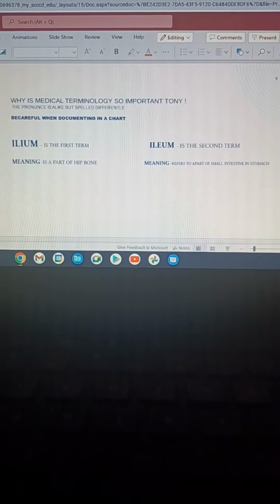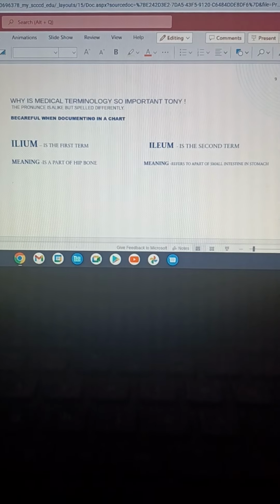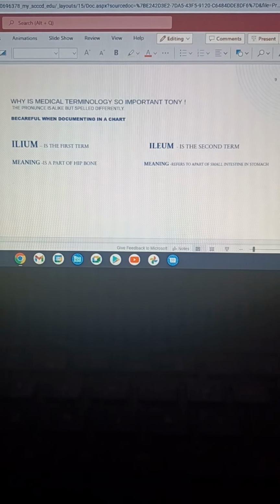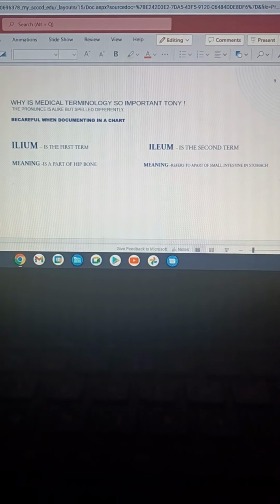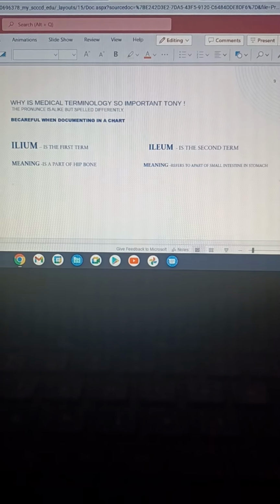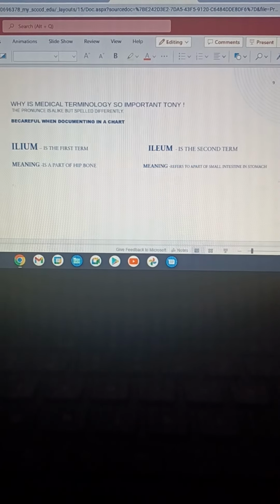So this is why medical terminology is so important. I'm referring to the name on the assignment, who thinks that it's not important, because it is very important because you have to be careful when you're documenting a chart. Both these words here sound exactly the same. The first term means part of the bone, the hip, and the second term refers to the small intestine in the stomach.